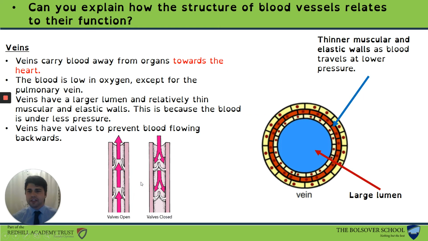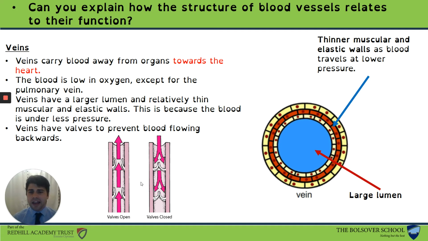Finally then, veins. Veins carry blood from organs towards the heart. So arteries carry blood away, veins carry blood towards the heart. So in comparison to arteries, which usually carry oxygenated blood, veins carry deoxygenated blood.